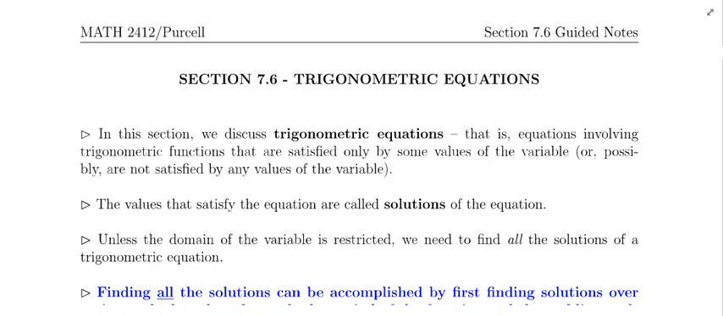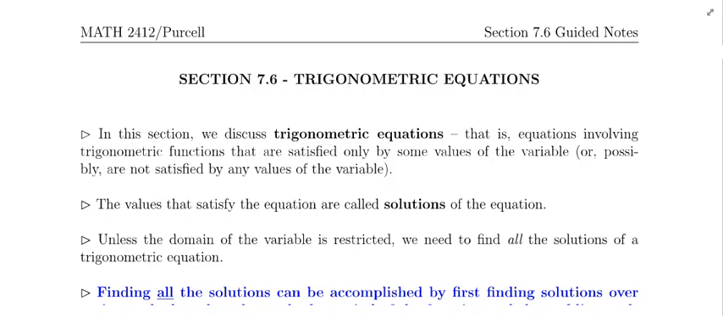Section 7.6, Trigonometric Equations. In this section, we discuss trigonometric equations. That is, equations involving trigonometric functions that are satisfied only by some values of the variable, or it's possible that they're not satisfied by any values of the variable.